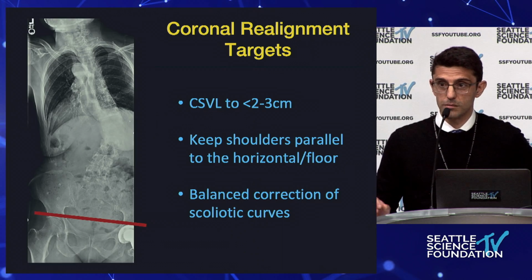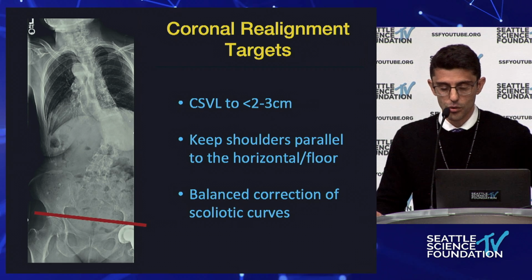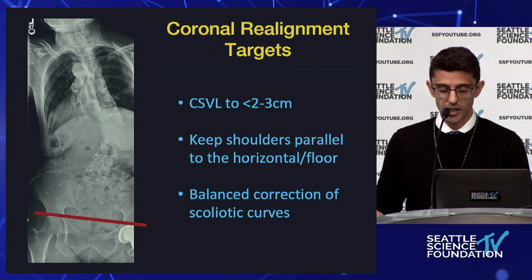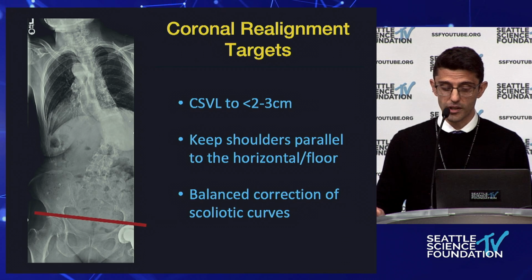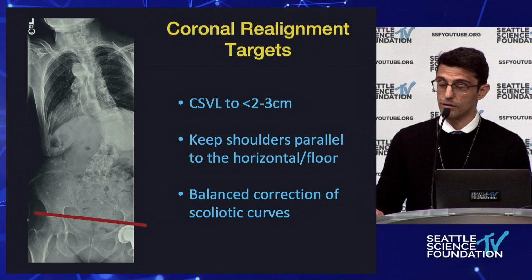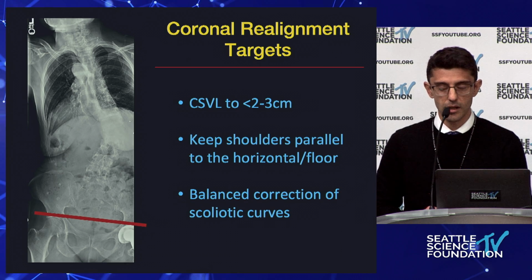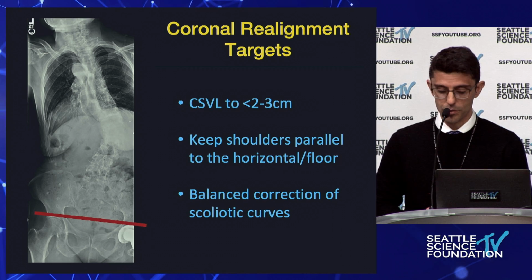So based on some of this literature, I think it's fair to say that coronal realignment targets should include CSVL to within 2 to 3 centimeters. I think it's also important to keep the shoulders parallel to the horizontal and the floor, and that could be accomplished by balancing your correction of the scoliotic curves.